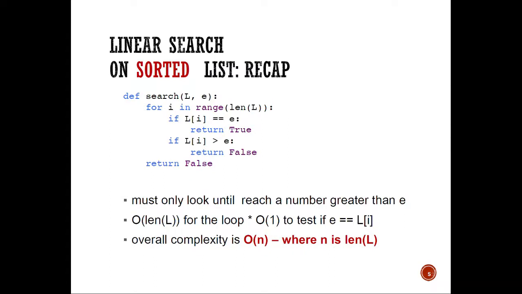Now, assuming that the list is sorted, we can implement something similar. However, the only difference would be that if we ever reach a value that is greater than the element that we're looking for, we can directly return false. And this is making use of the sorted property of the list. However, again, the overall complexity is O of n, because we would still need, in the worst case, to go through the complete list.